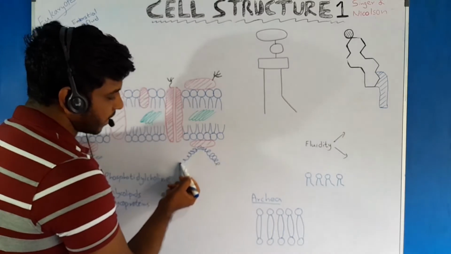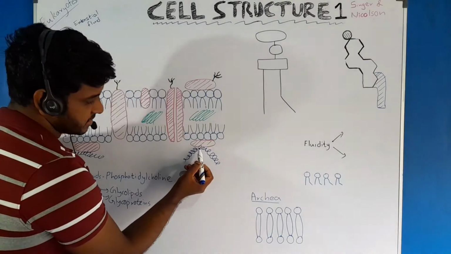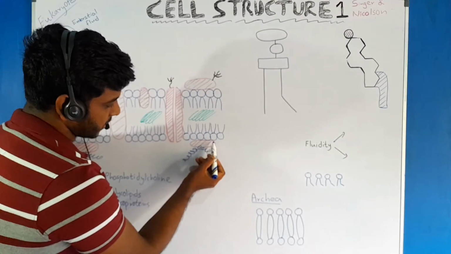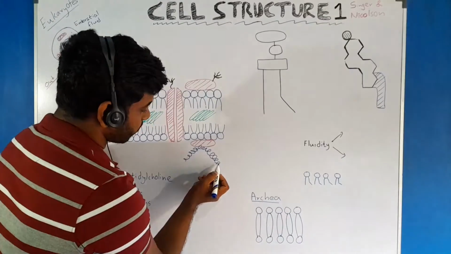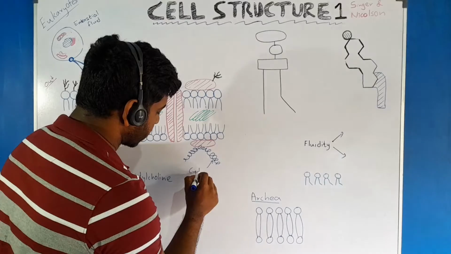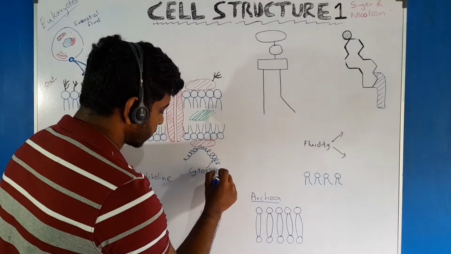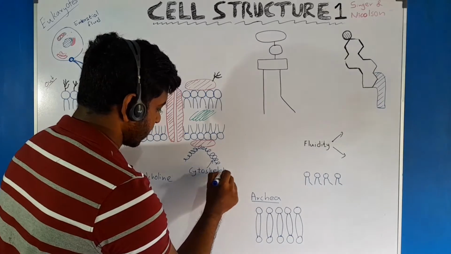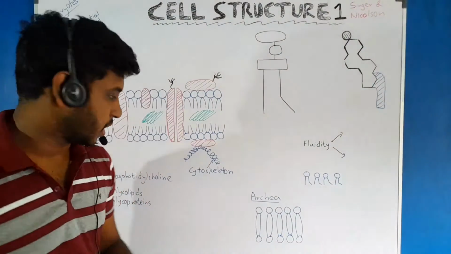Now you can see this chain-like molecule. This is also a protein, right? This is attached to this surface protein. This chain-like molecule is a part of the cytoskeleton. We are going to talk about the cytoskeleton in upcoming videos.